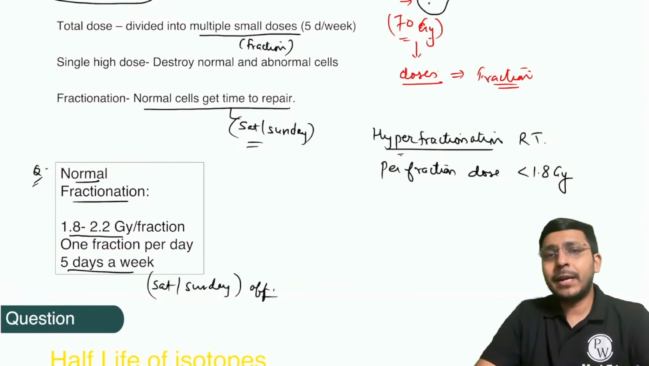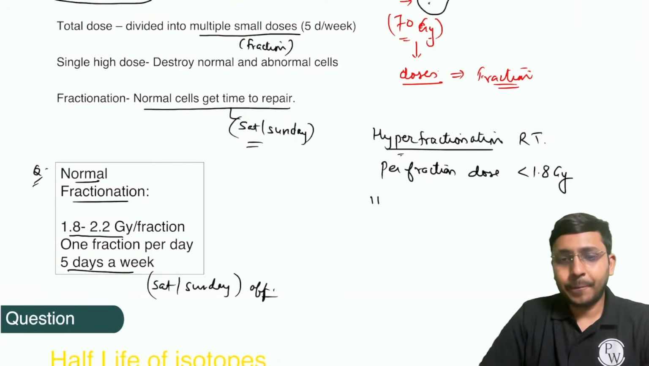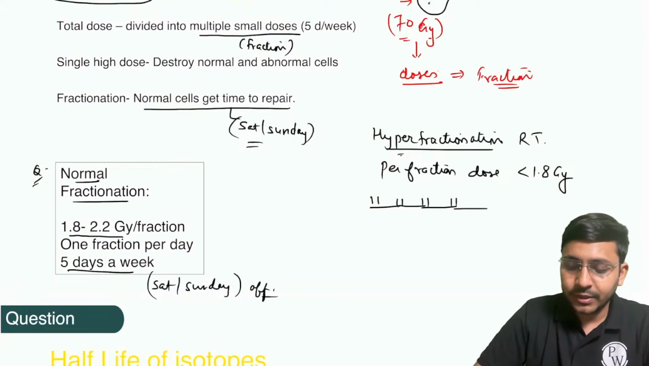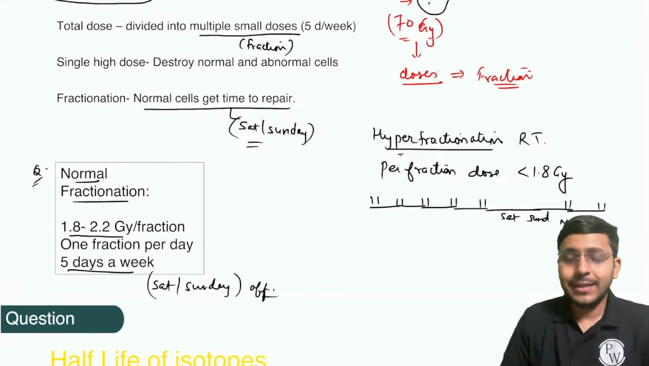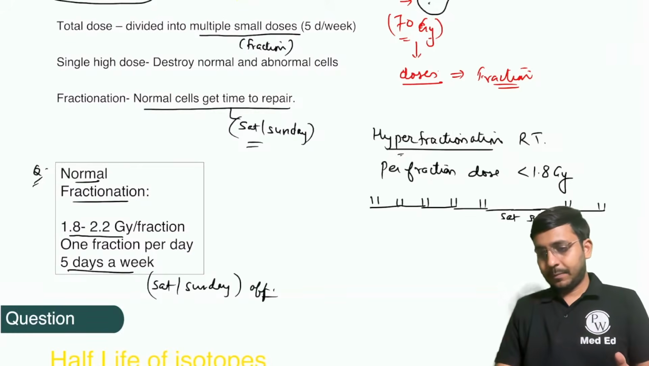And so what will happen in a hyperfractionation radiotherapy? You'll give 2 doses per day, right? Morning and evening. Then next day again 2 doses. The next day again 2 doses, 2 doses, 2 doses. Then you have Saturday and Sunday off, and then Monday say again 2 doses. So this is how hyperfractionation happens.